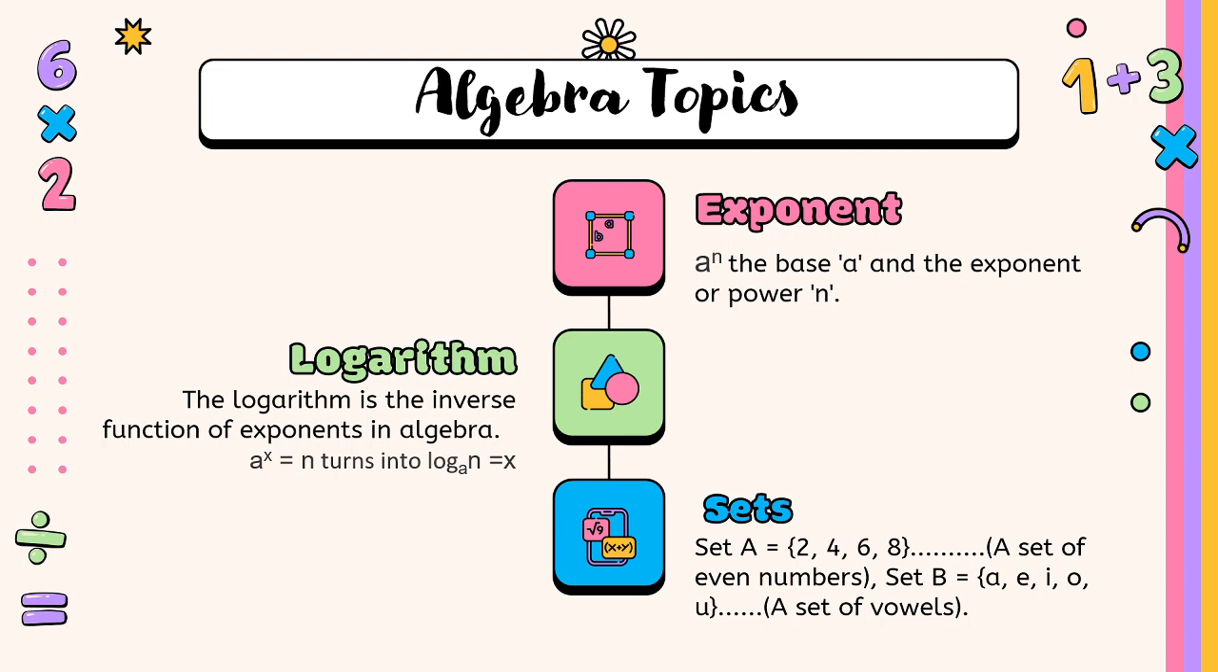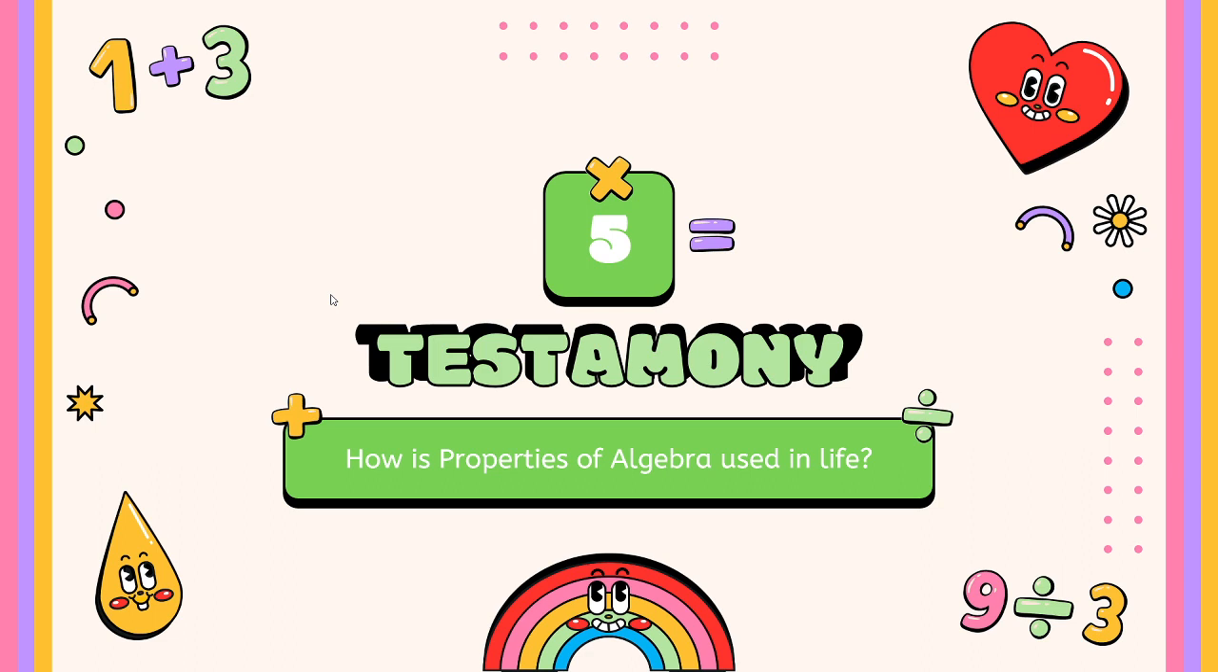A set is a well-defined collection of distinct objects, and is used to represent algebraic variables. You can see the example below. These are the sets. Now, going on, how are properties of algebra used in real life?